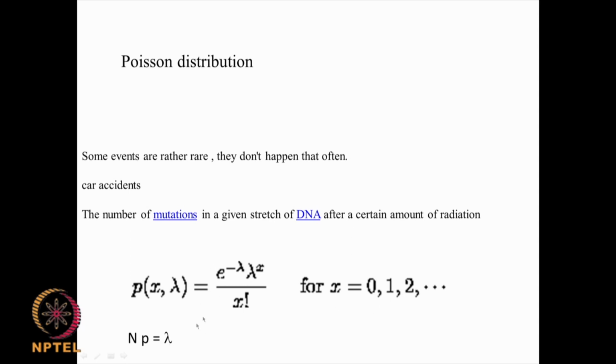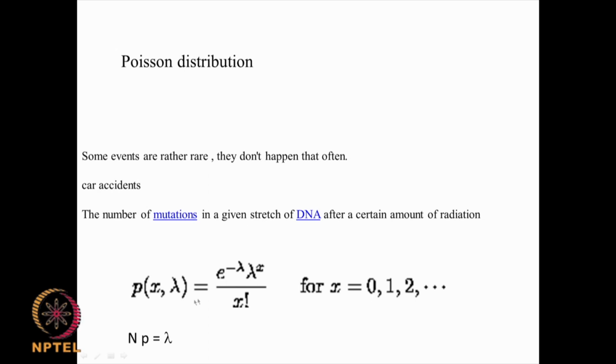So, how do you know lambda? Lambda is given by this relation: n into p is equal to lambda. So, here n is very large actually. So, some events are rather rare, they do not happen often, like car accidents or infant deaths and so on actually. So, for example, number of mutations in a given stretch of DNA after it is exposed to radiation. So, in such sort of situations we use Poisson distribution.